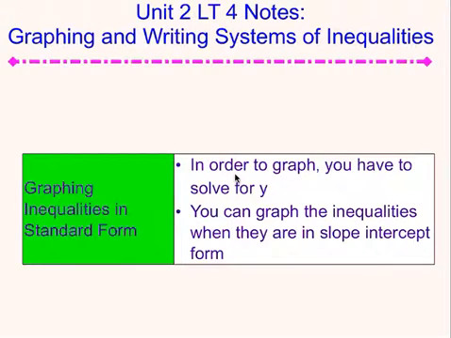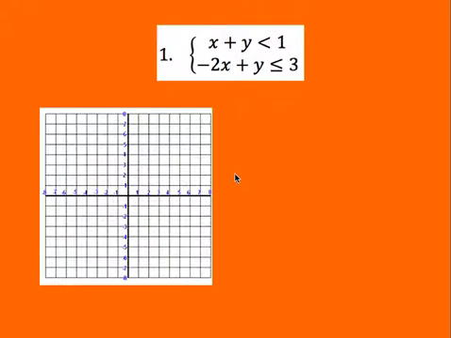Today we're going to be doing Unit 2 Learning Target 4. So we're going to be talking about graphing and writing systems of inequalities. Here we have to make sure that things are solved for y. That's one of the biggest things when you're graphing inequalities. If they're in standard form, in order for us to graph them, they need to be in slope-intercept form, which means that they're solved for y. So you can graph the inequalities once they're in slope-intercept form, and that's exactly what we did on the previous note sheet. So let's go ahead and take a look at that.